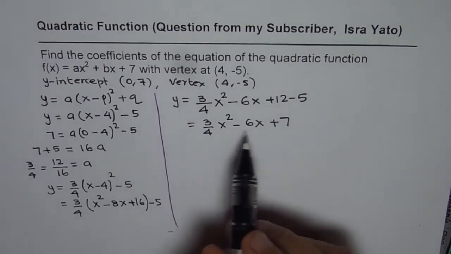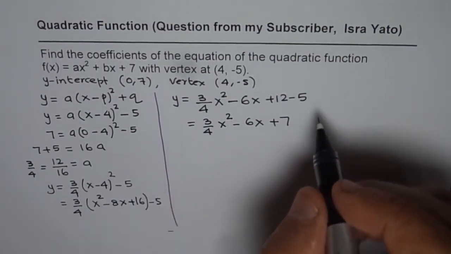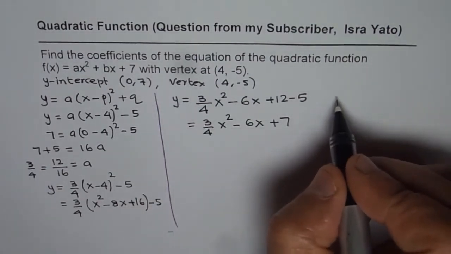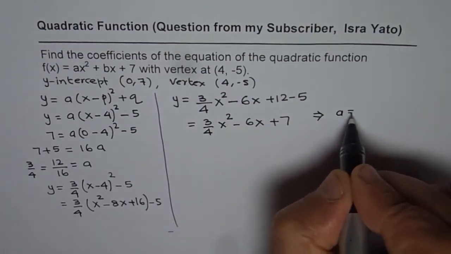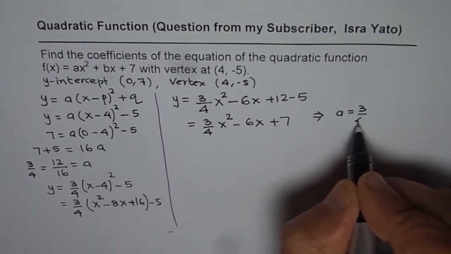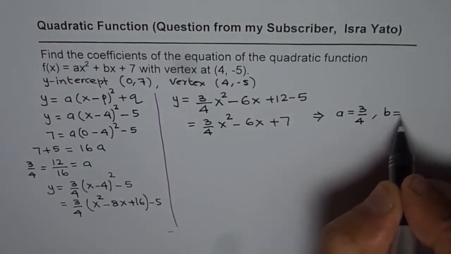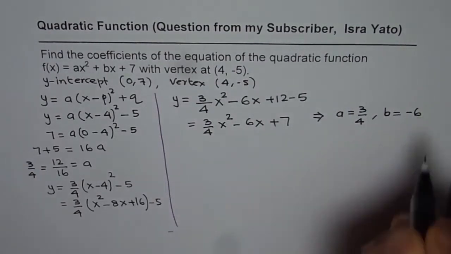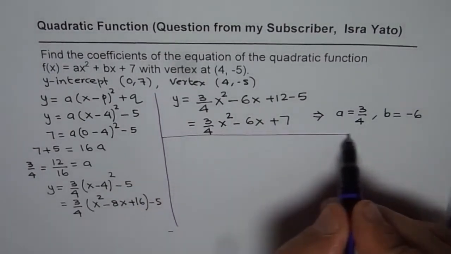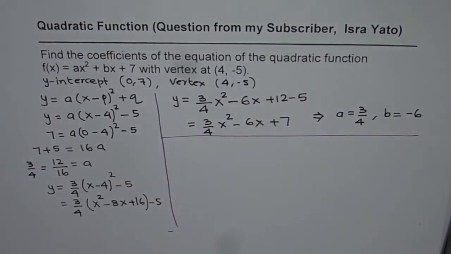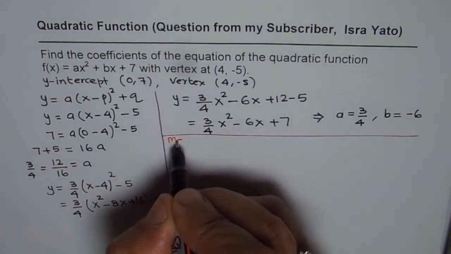From this equation, a equals 3 over 4 and b equals minus 6. So that is one solution which we can get in this fashion. There is more than one way to do it. Now let me show you the second method of solving the same question.